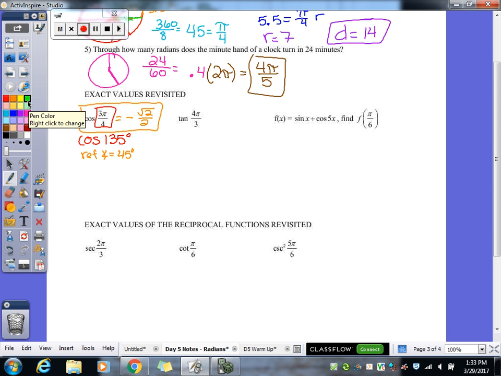All right, next one, tangent of 4 pi over 3. Pi over 3 is 60, times 4 is 240. Again, we already know our reference angle would be the 60. 240 falls in which quadrant? Third. Tangent positive or negative? Positive. So then what is our tangent of 60? Radical 3.